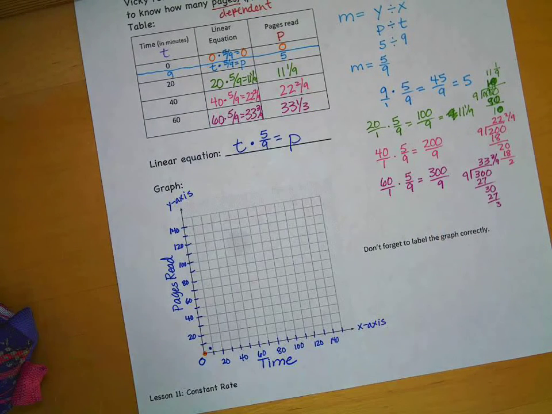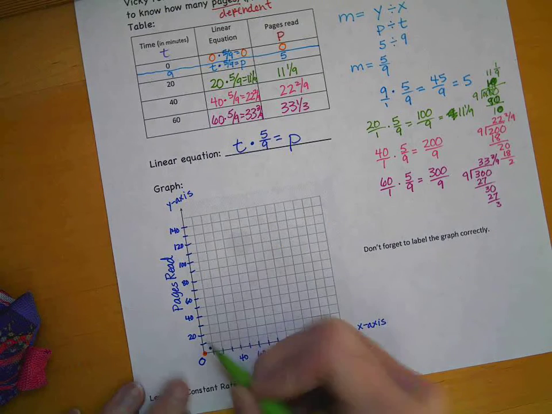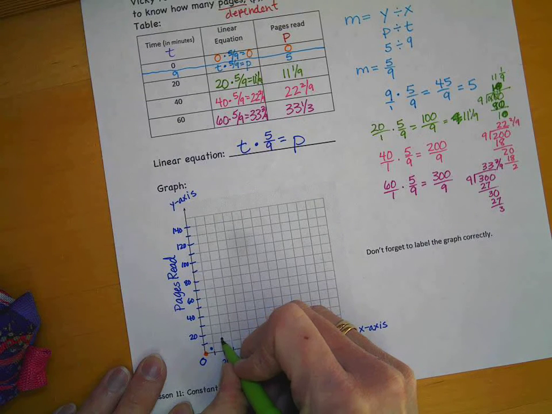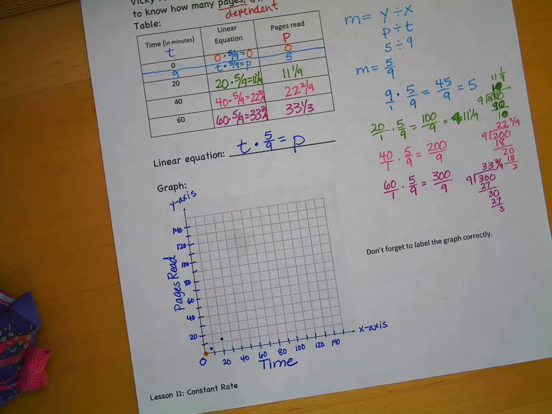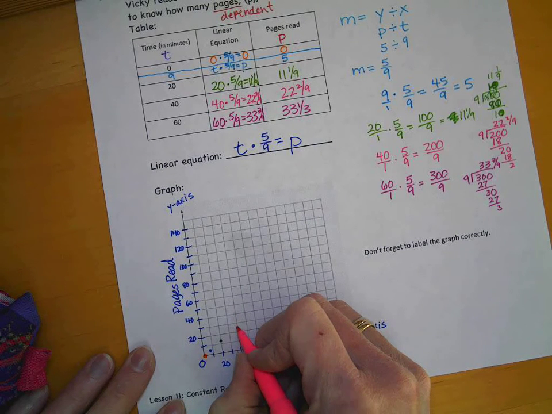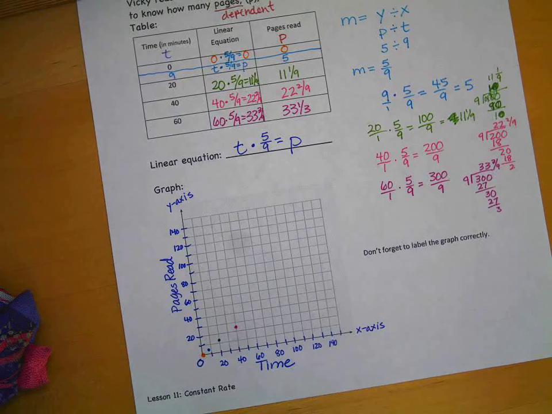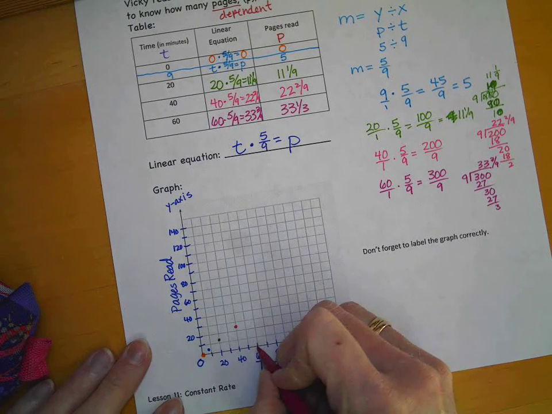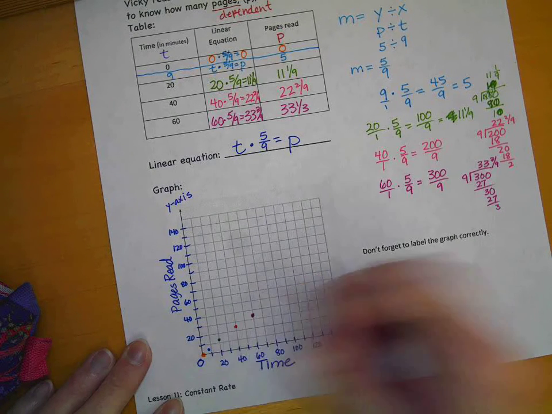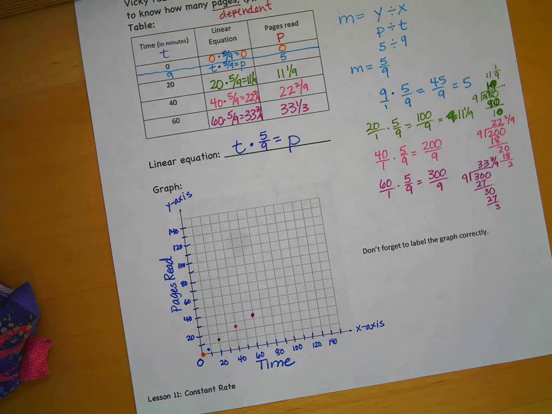So now we're going to do 20 and 11 and 1/9. So I'm going to go 20 to the right, 11 and 1/9. So here's 10. So 11 and 1/9 is really close to right above that. Okay. And then it says 40 and 22 and 2/9. So 40 to the right, 22 and 2/9 would be about there, I would say, right? And then lastly, we are supposed to do 60 and 33 1/3. So 60 to the right, and 30 is here, and 33 would be about there, I would say, right?